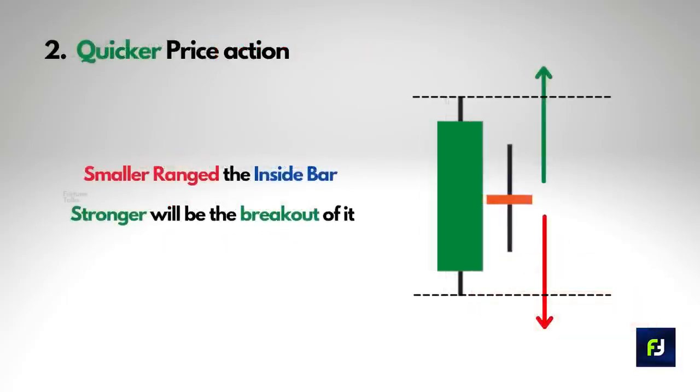The second benefit is that the price will move quickly in your favor. The market moves from a period of low volatility to a period of high volatility and vice versa. So if you trade a small ranged inside bar, it means the volatility is low and there is a very good chance that it could expand or break out in your favor. This means you could get a good reward to risk potential on your trade in a short period of time. I hope this makes sense to you.